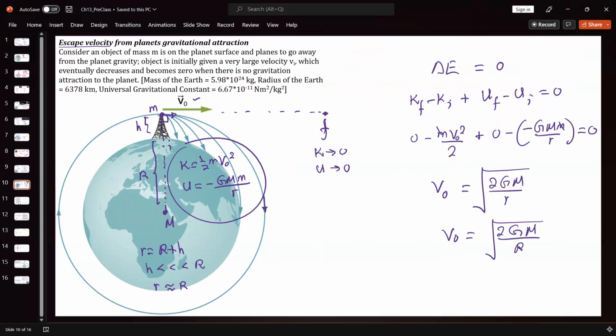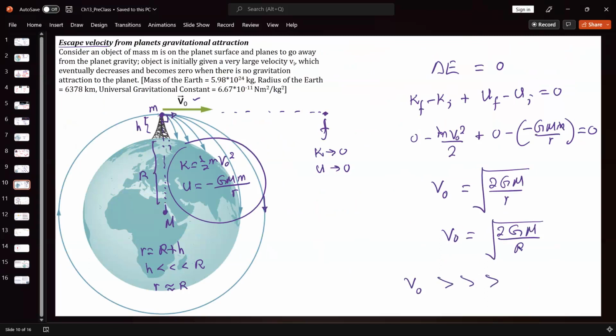Then we know the G parameter, we know the M parameter, the Earth mass, and we know the radius. We can calculate what the escape velocity should be, if I want to kick something completely off from the Earth. You can calculate this number. We will do that in the class. This will end up something like 11,000 meters per second.